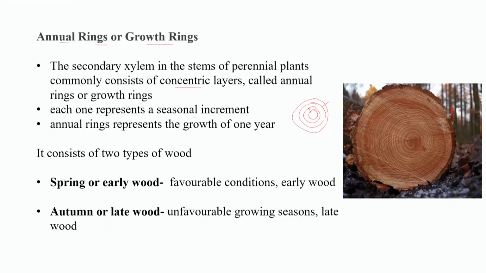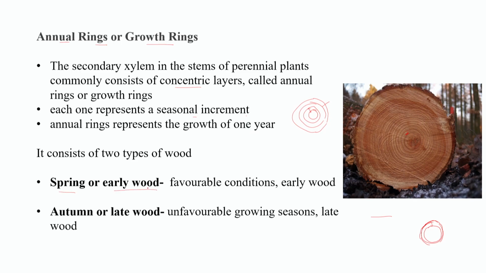Now when you see those rings, you will see two layers, even in one ring. One will be slightly darker, and the other will be slightly lighter, and the lighter layer will be more in diameter as compared to the darker one. You can see the darker region and the lighter region. This lighter region is known as spring wood or early wood.